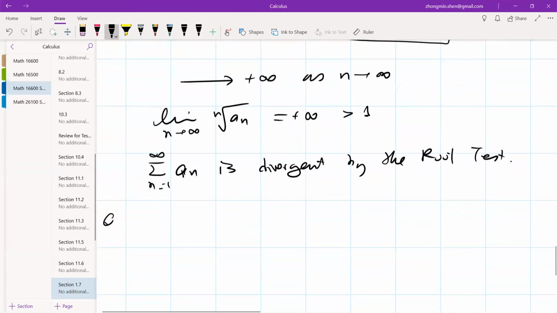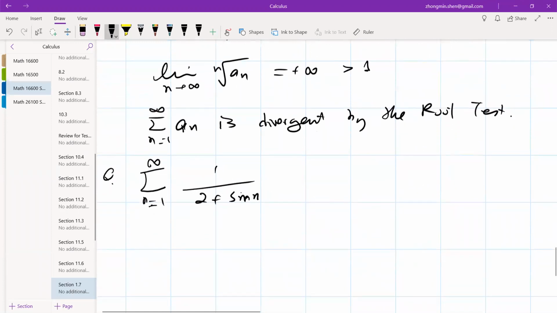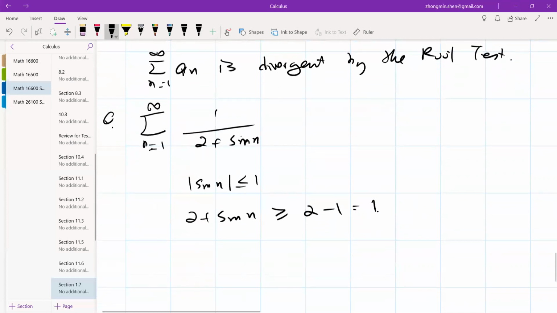Okay, let's look at this next problem. Whether this is convergent or divergent. So look at the denominator. My first concern is whether this is non-negative. It's always defined. Then I look at the sine of n. You know that the absolute value of sine n is less than or equal to 1, so the smallest value sine n can take is -1. Therefore, 2 plus sine n is greater than or equal to 2 minus 1, which is 1. So don't worry about the denominator.